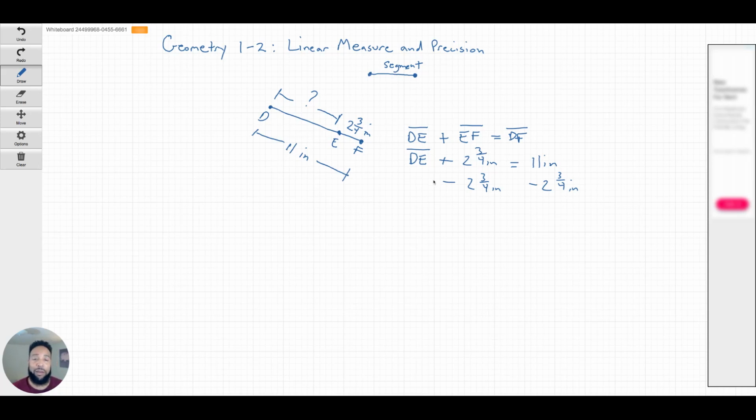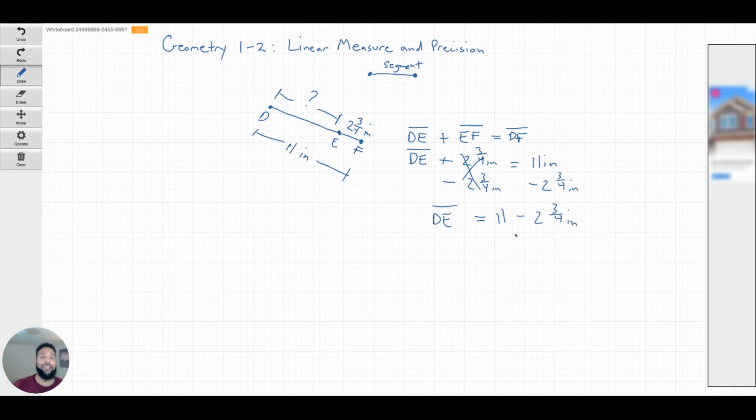So from a visual standpoint, we see DE plus 2 3/4 inches. We want to get DE by itself because that's what we're solving for. So we want to get rid of the 2 3/4 inches from the left side. If we do that, in order to keep the equation equal, we have to minus it also on the right side. So once we do that, plus 2 3/4 inches minus 2 3/4 inches cancels each other out. So on this left side, you're left with DE equals, and then on the right side, you have 11 minus 2 3/4 inches.